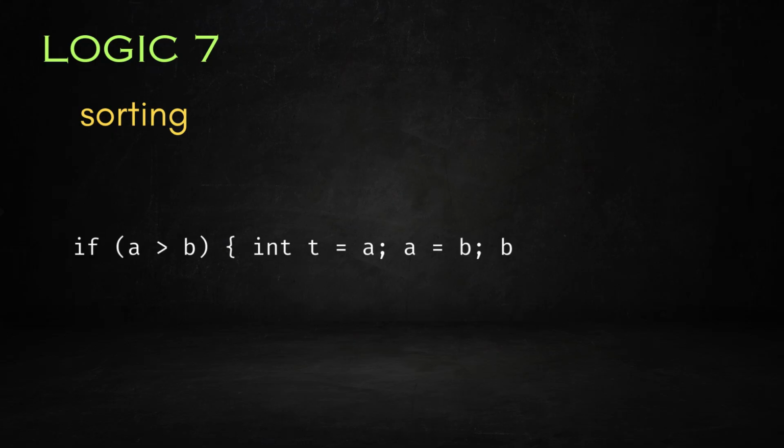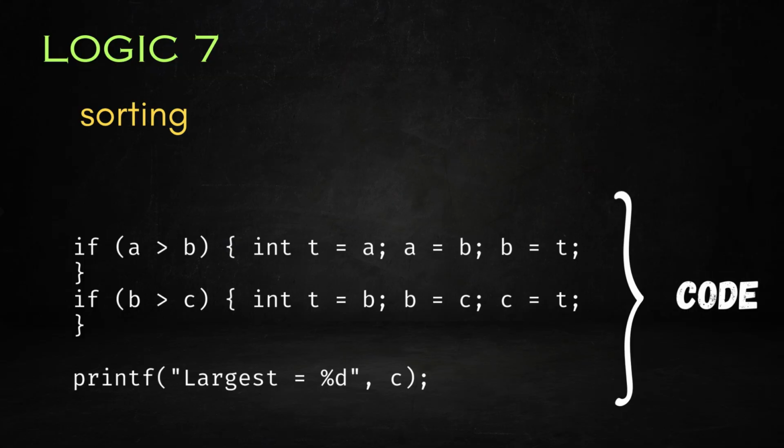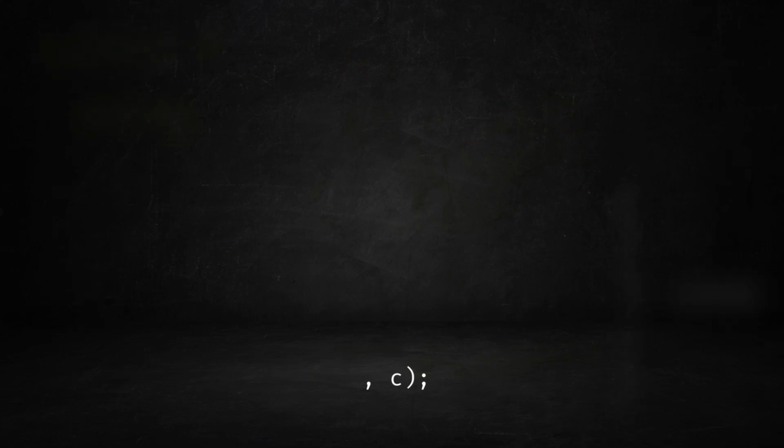Another smart approach, we sort the numbers conceptually and pick the last one. If A is greater than B, then int T = A; A = B; B = T. If B is greater than C, then int T = B; B = C; C = T. Print largest equals %d, C. This approach connects problem solving with sorting logic.